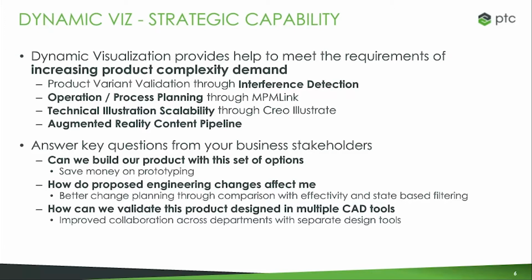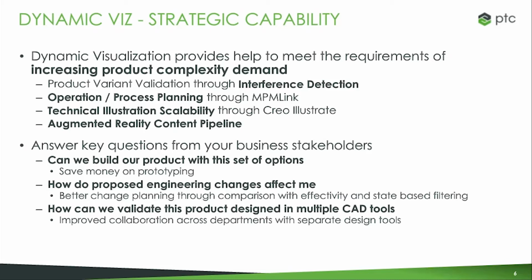How do these proposed engineering changes affect me? Maybe, again using the analogy of prototyping, I've already started to build something in a prototype, and now I've got a proposed set of engineering changes. How do I really understand what they changed to me if I'm doing the manufacturing planning, right? Then what better way than to bring them up side by side and look at what the difference is?